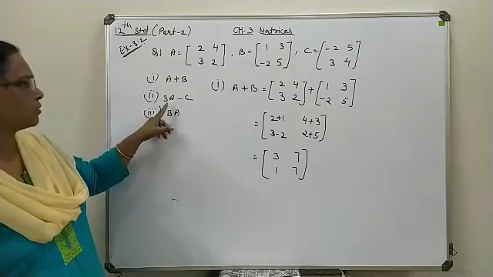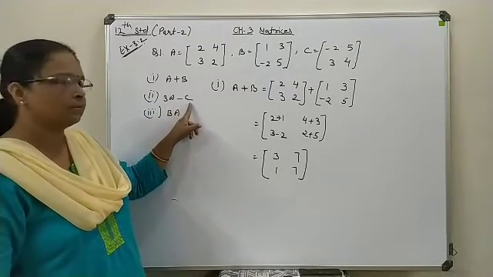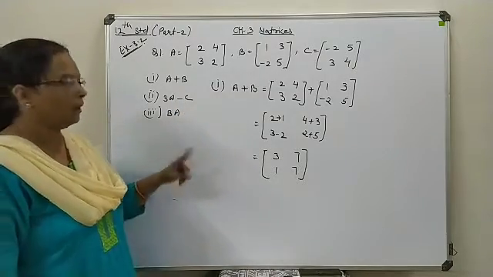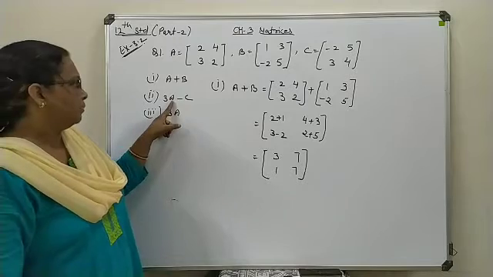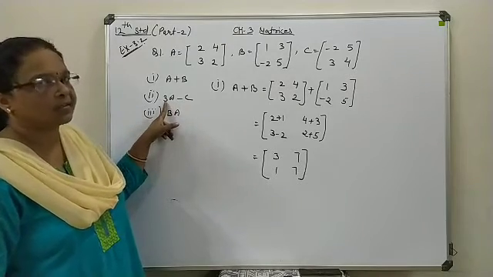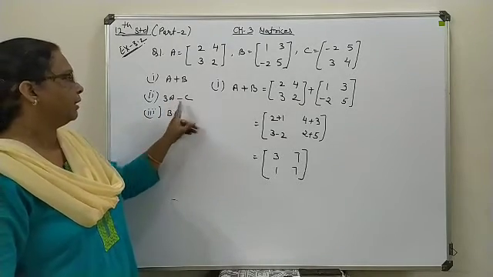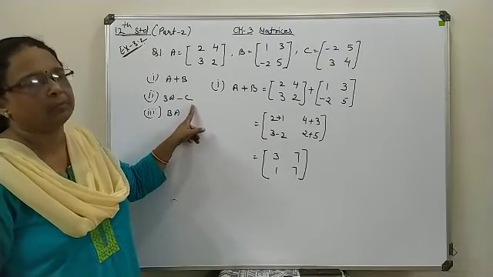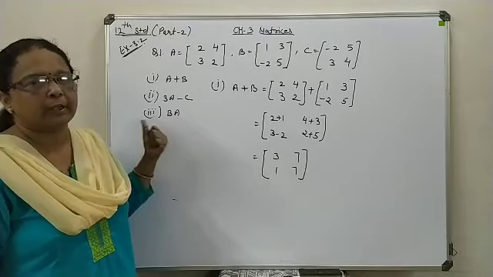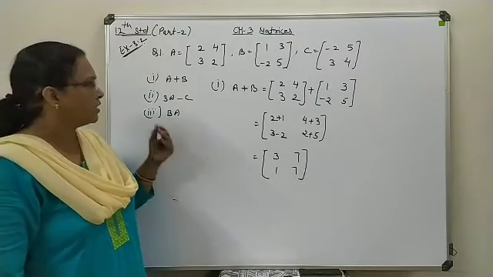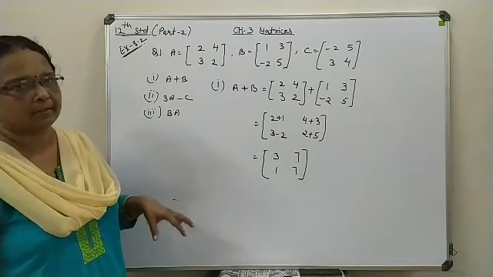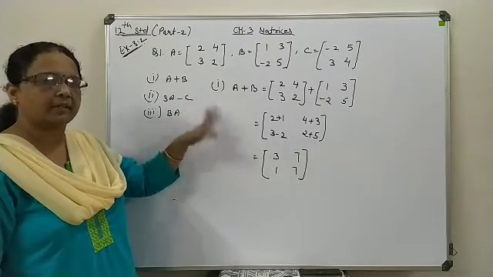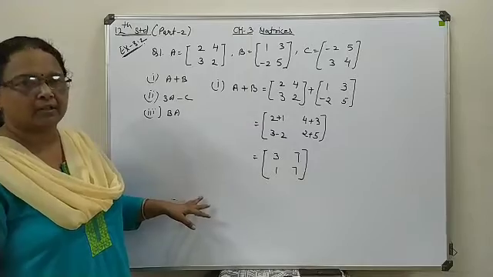Next to that we move to 3A minus C. Now here you can see two things are going on. One thing is that the A matrix is going to be multiplied with the scalar quantity 3. Secondly, in place of addition we are going to discuss subtraction. Up to now we have not talked about subtraction of matrices. Subtraction we have to deal with in the same way as addition. First of all, we adjust the negative sign with the C matrix and then proceed the same as in the addition form.